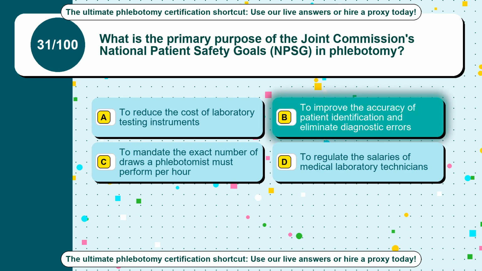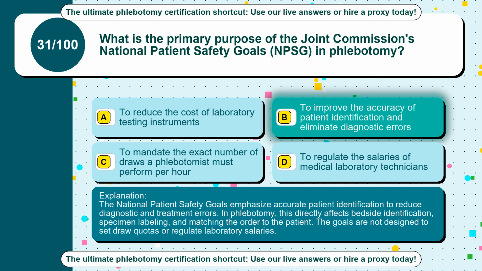The correct answer is option B, to improve the accuracy of patient identification and eliminate diagnostic errors. The National Patient Safety Goals emphasize accurate patient identification to reduce diagnostic and treatment errors. In phlebotomy, this directly affects bedside identification, specimen labeling, and matching the order to the patient. The goals are not designed to set draw quotas or regulate laboratory salaries.